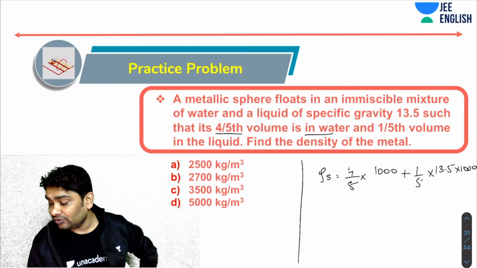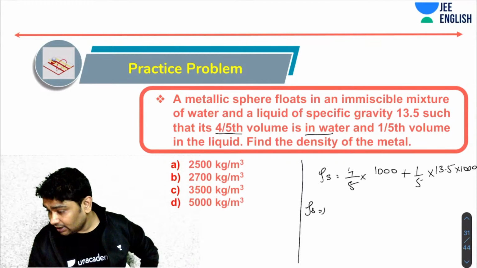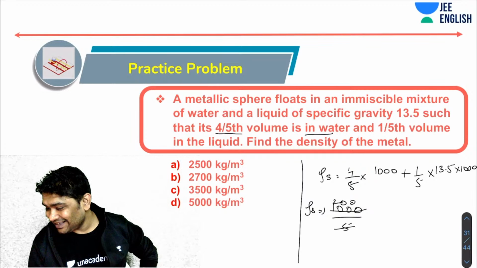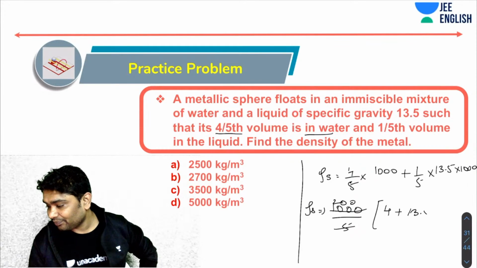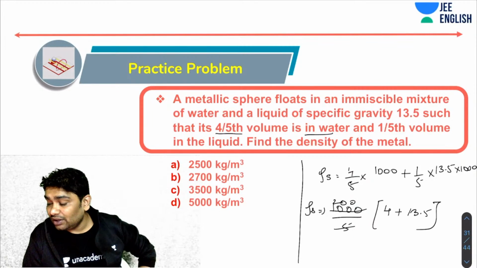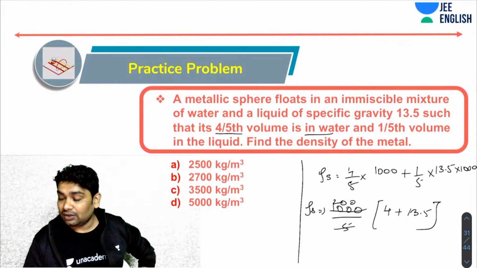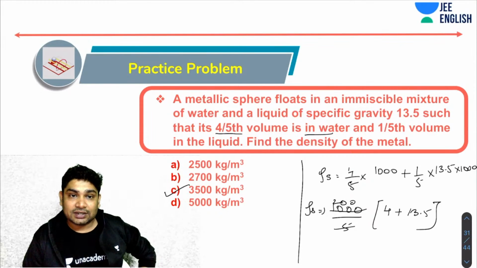So rho of solid comes out to be, taking 1000/5 common, 200 times inside you have 4 plus 13.5. So you have 200 times 17.5, which is 3500 kg per meter cube. That will be the answer.